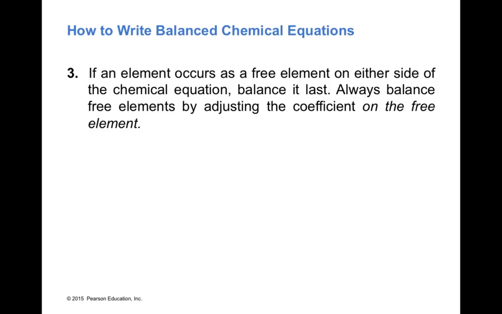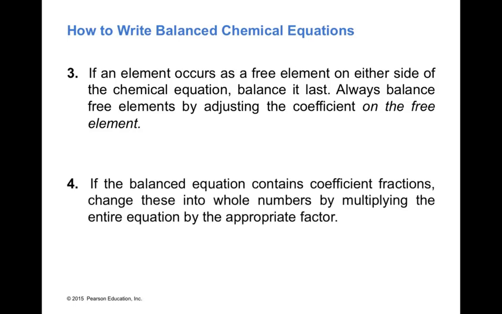3. If an element occurs as a free element on either side of the chemical equation, balance it last. Always balance free elements by adjusting the coefficient on the free element. Number 4, if the balanced equation contains coefficients that are fractions, change this into whole numbers by multiplying the entire equation by the appropriate factor.